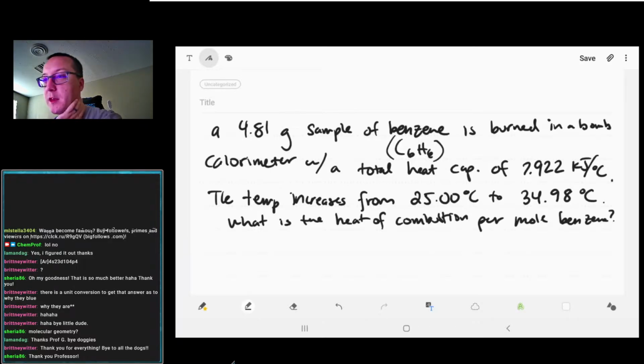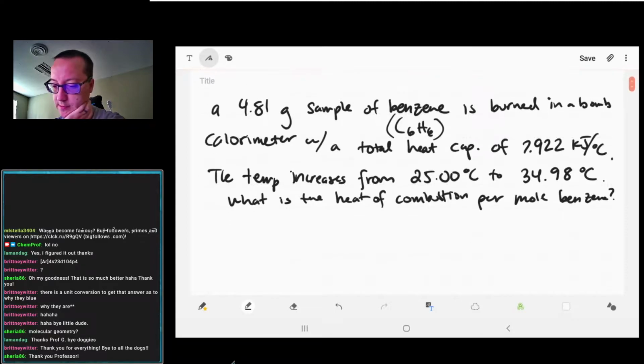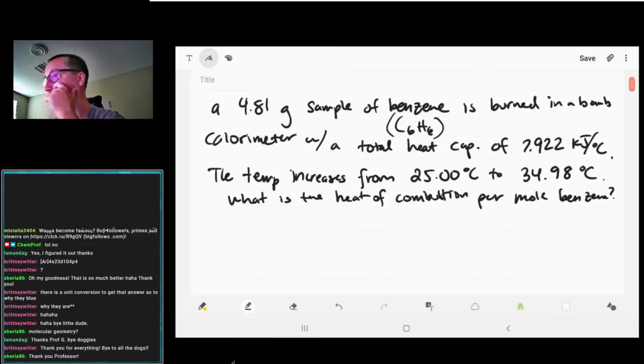Shall we start out with calorimetry, our favorite topic of all time? So, looks like a couple of you wanted to go over some thermochem stuff, so why not start with calorimetry, everybody's favorite? So, let's go ahead and read this.